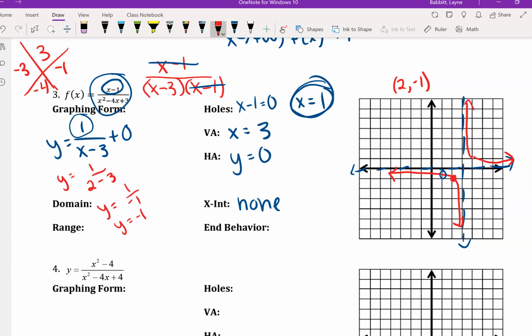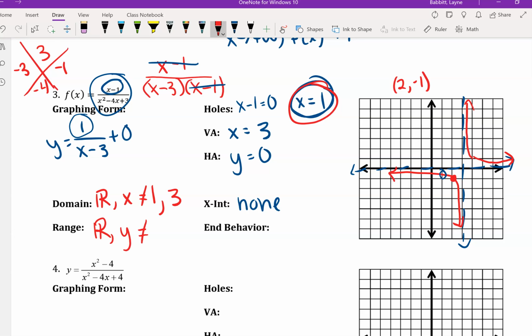All right. Erase to make some room. Domain is all real numbers except x cannot equal a couple things. x cannot equal 1 because that's where the hole was. x can also not equal 2 because that's where the asymptote is. Nope, not 2. 3 is where the vertical asymptote is. All right, and then for range, it's y cannot equal whatever the horizontal asymptote is, so that's 0.